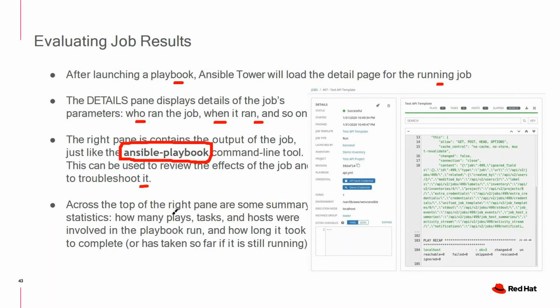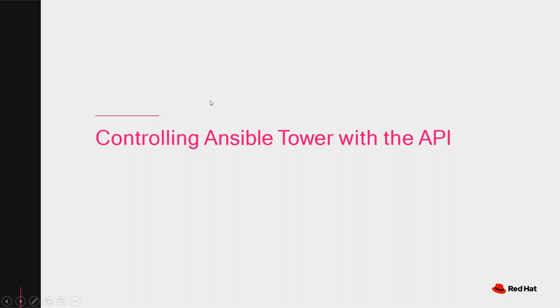Across the top of the right pane are some summary statistics: how many plays, tasks, and hosts were involved in a playbook run, and how long it took to complete or has taken so far. It is still running. You can check the example here. Showing here a recap, it looks almost the same as whatever we completed in our playbooks.